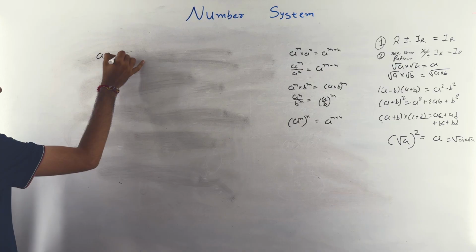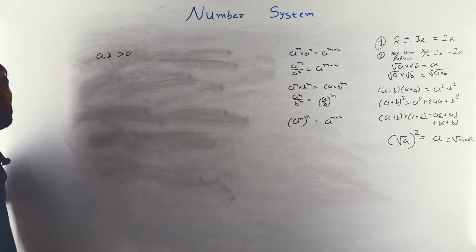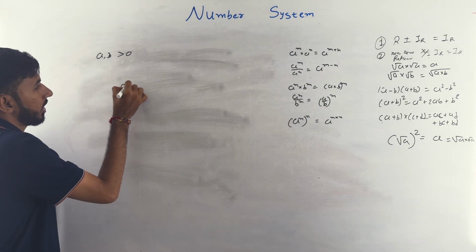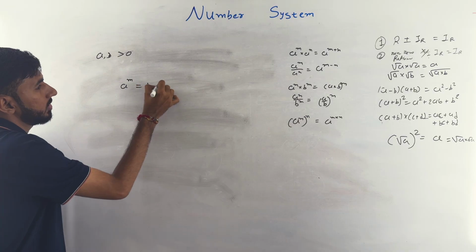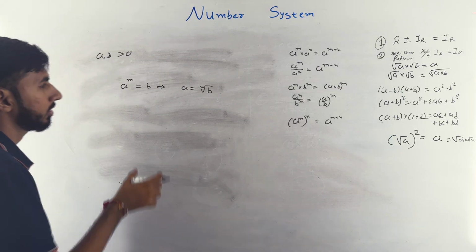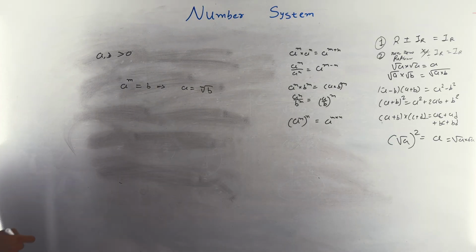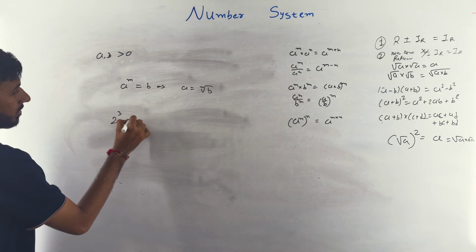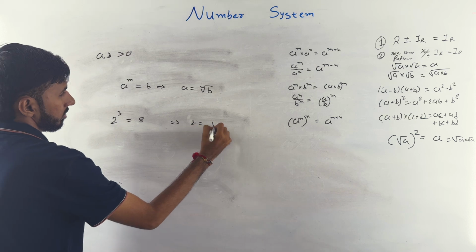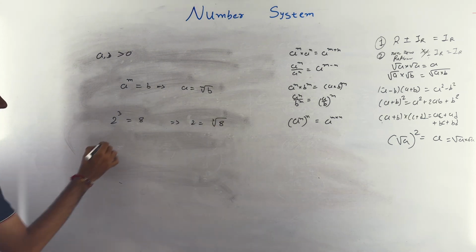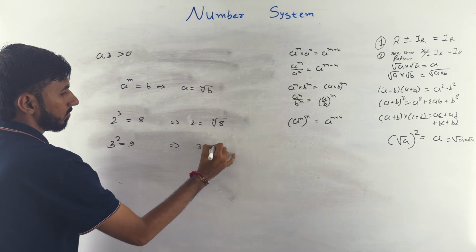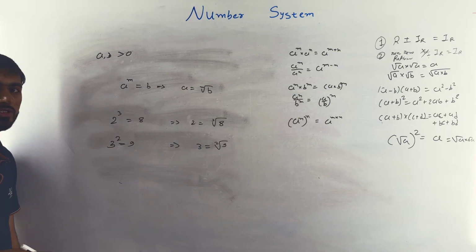If a and b are positive real numbers, greater than or equal to 0, and I can write a power m equal to b, then a equals mth root of b. I told you in the previous lecture, if you remember, that 2 power 3 equals 8, then I can write 2 as cube root of 8, right? 3 power 2 equals 9, then 3 equals square root of 9. It is very easy, right?